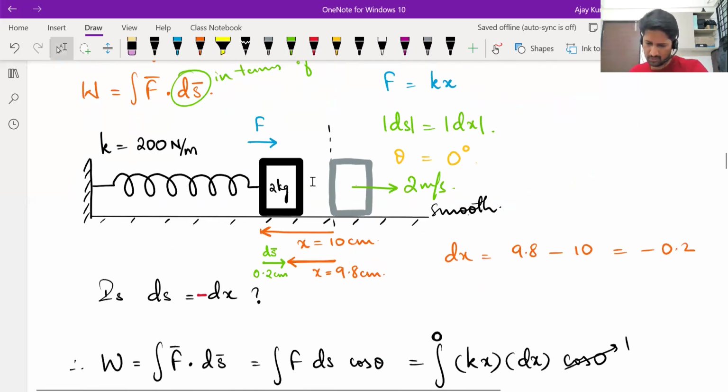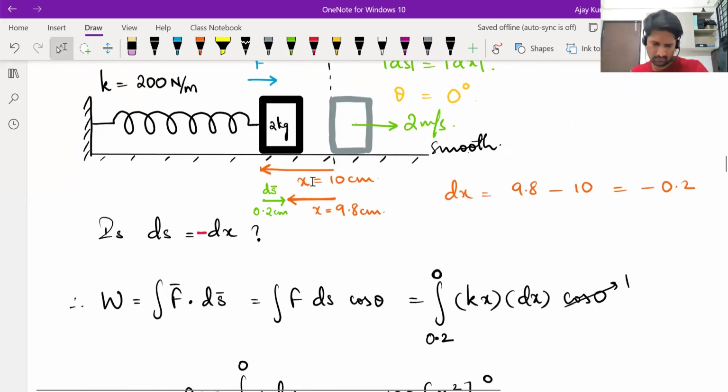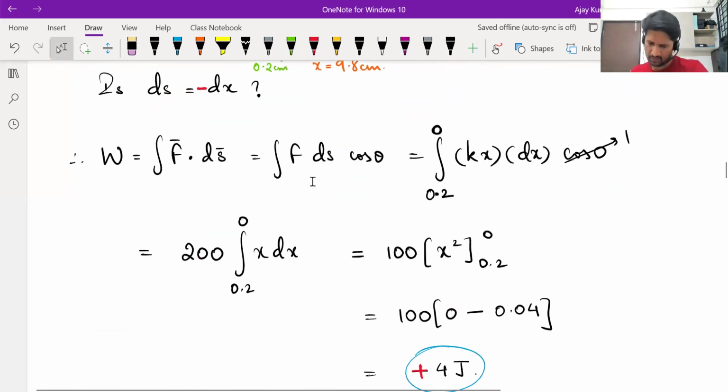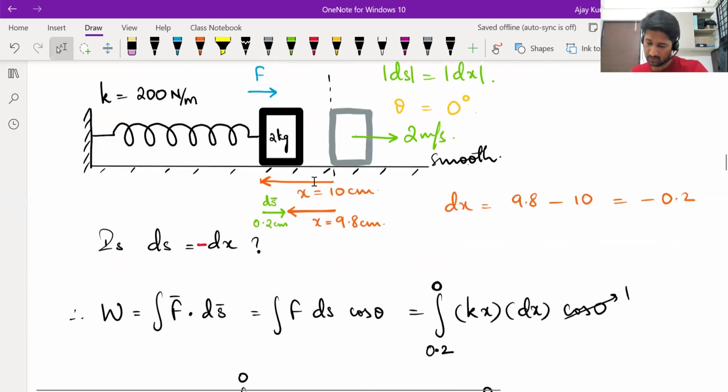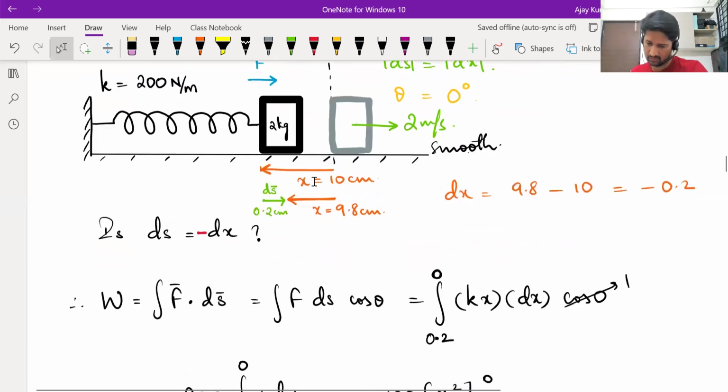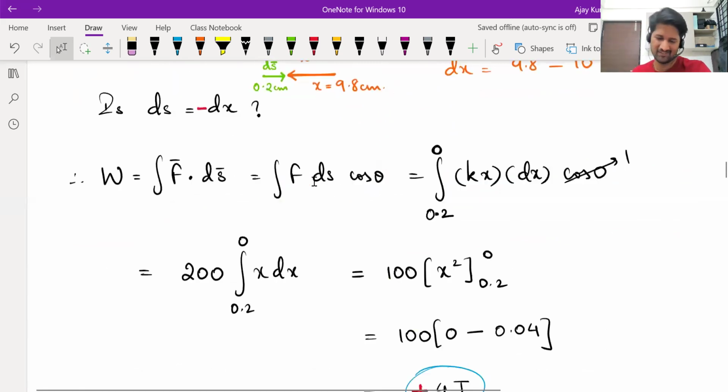How did we get 2 here? Just a moment. Work done by spring force is integral kx dx with proper limits, we did. Okay, we took the initial limit wrong there. Fine.